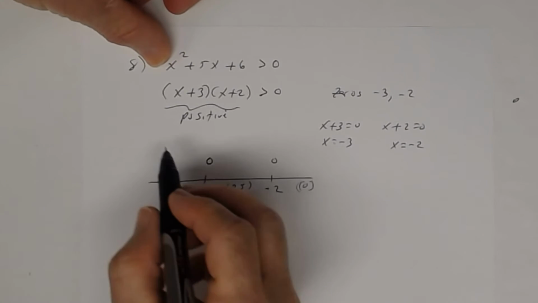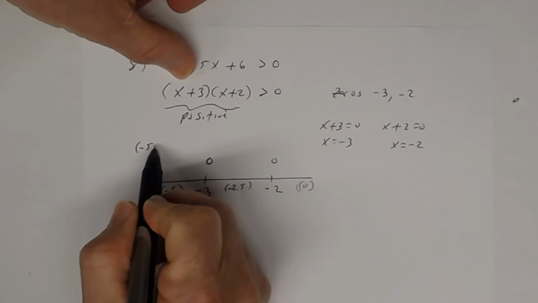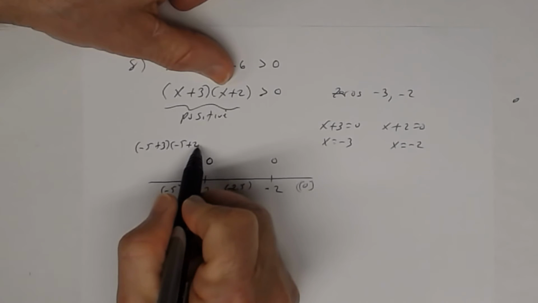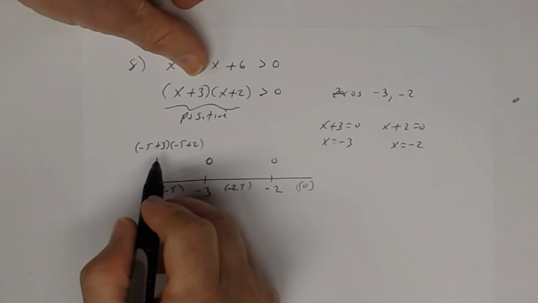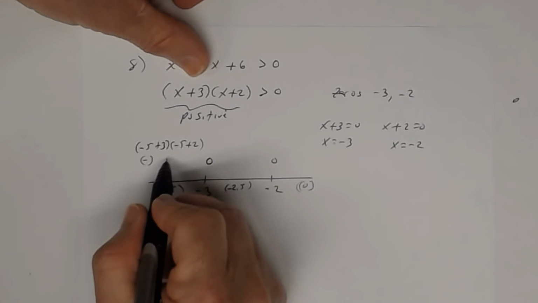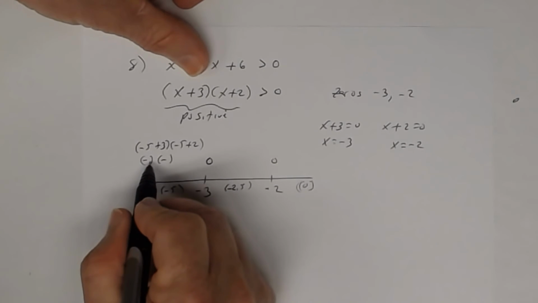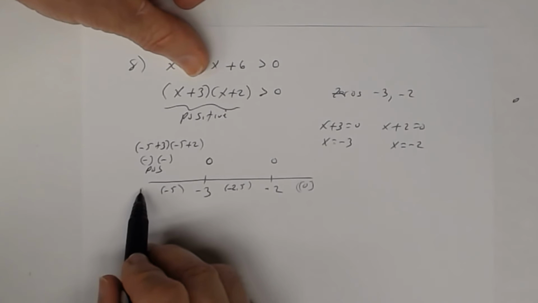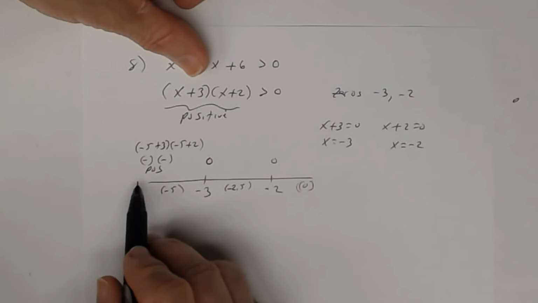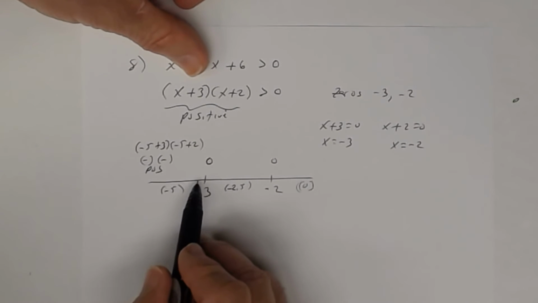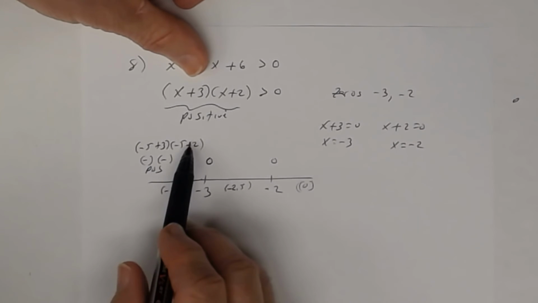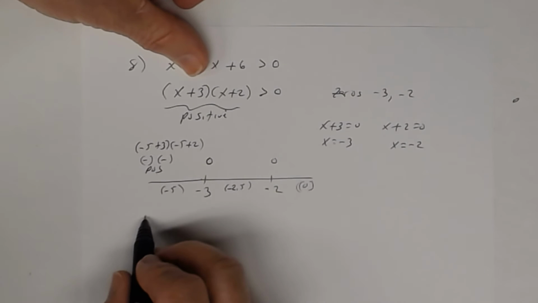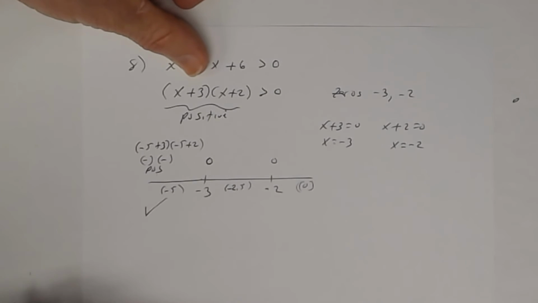So let's start with -5. So I have -5 plus 3 times -5 plus 2. -5 plus 3 is negative. -5 plus 2 is also negative. A negative times a negative is a positive. So no matter what value I pick between -infinity and -3, this product will be positive. Is that something I want? Yes. So I'm going to check it off.